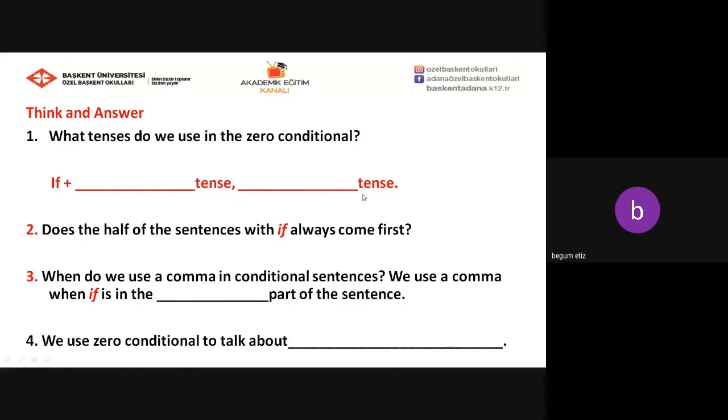Just think about it. Second one, does the half of the sentences with if always come first? Next one, when do we use a comma in conditional sentences? We use a comma when if is in the part of the sentence. We use zero conditional to talk about. Just think about and then answer them.